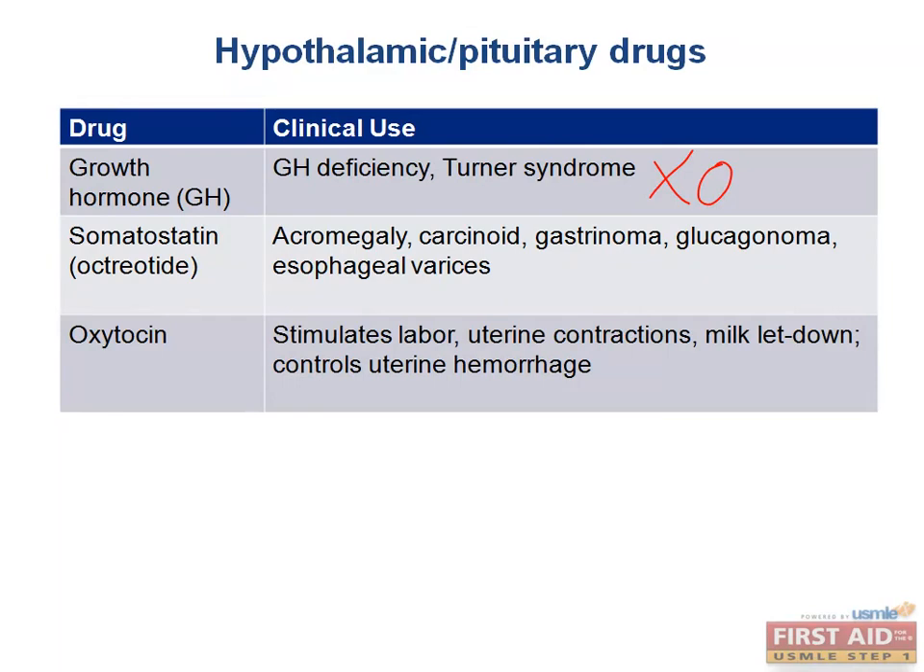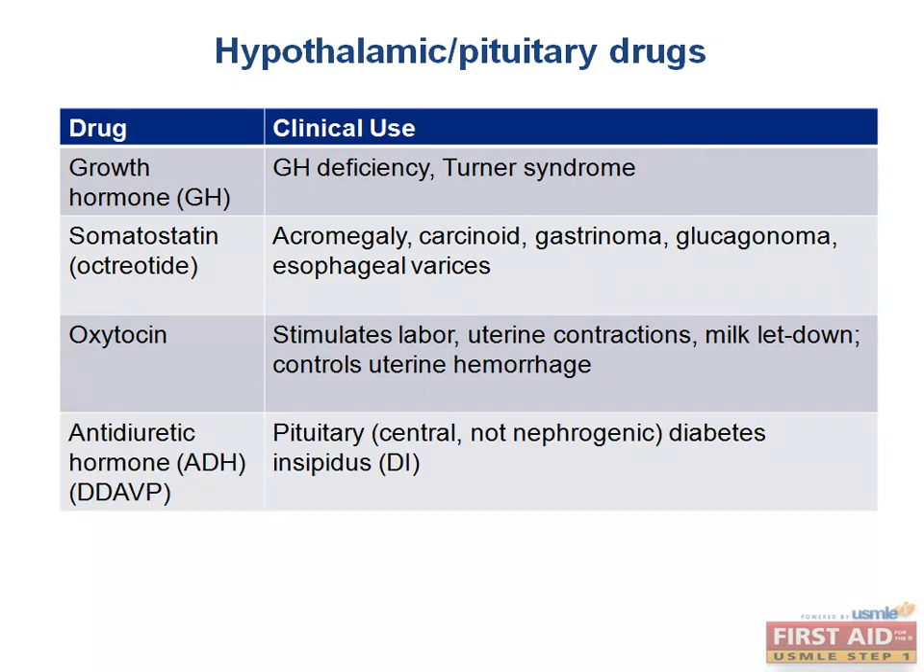Oxytocin, which you'll hear about more in the reproductive lectures, is an analog of the hormone itself, so it is no surprise that it stimulates uterine contractions and can be helpful in both inducing labor as well as controlling uterine bleeding. Additionally, it is the stimulus for milk letdown.